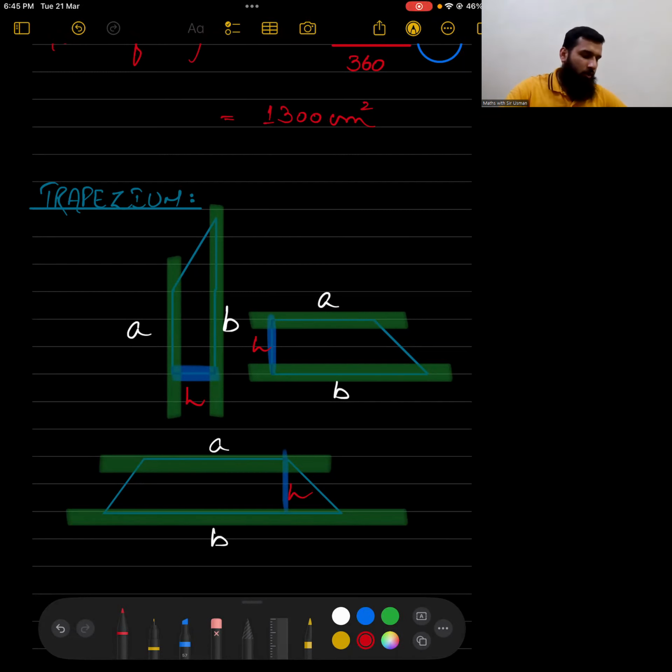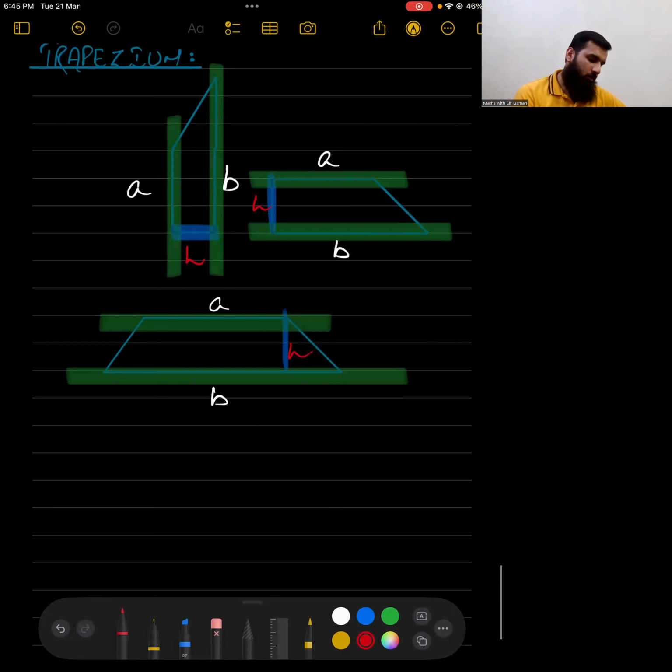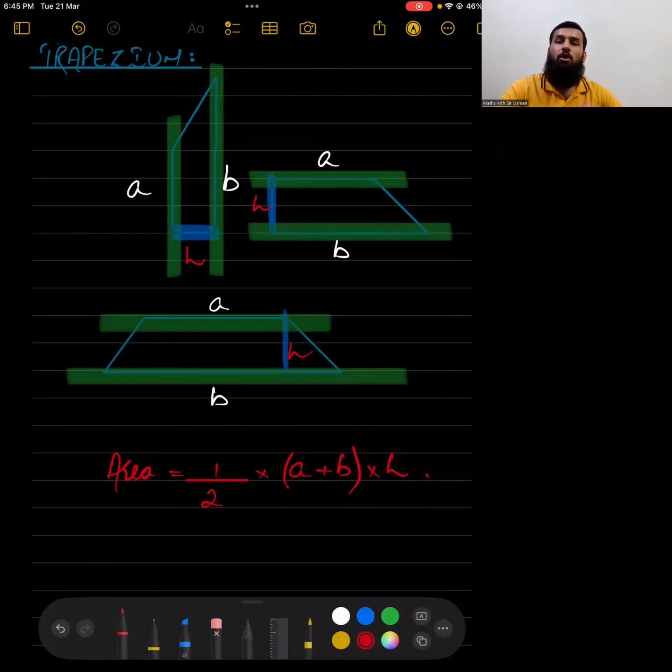So the formula for its area is going to be half times sum of parallel sides times the height, and that would be the area for trapezium. Now, in case you're not comfortable with the formula, you can use the logic of rectangle and the triangle.